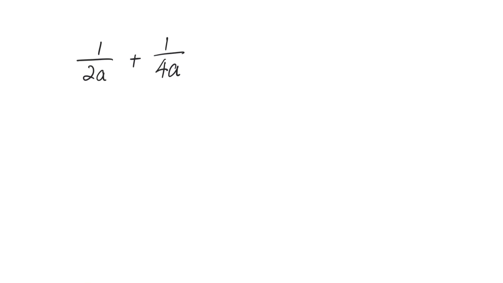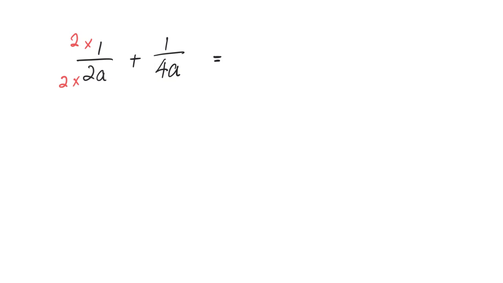Hello everyone, welcome to this video where we are required to express the following as a single fraction in its simplest form. And every time when we add fractions, we do need to make sure that the denominator is the same. And in this case, the lowest common multiple of 2 and 4 is 4, meaning I just need to times 2.